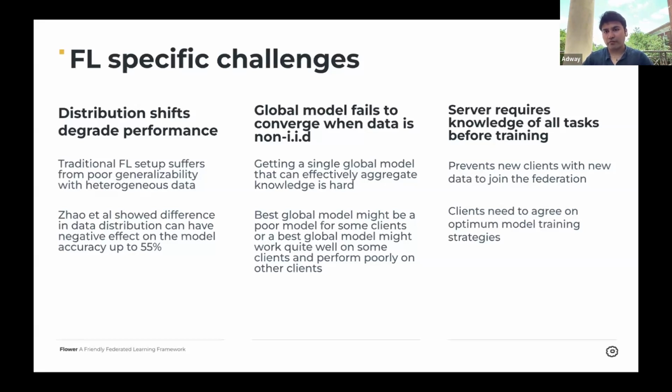Then the last concern we've noticed is that the server requires knowledge of all the tasks before training begins. So there's no way for new clients to come in and join the federation with completely new tasks and new data. This again limits the real-world usability or translatability of even FL. We wanted to allow for effective collaboration with clients. The other concern is that when you have clients with completely different data, you need an optimum model training strategy to ensure that the global model or individual local models don't overfit or underfit during training.